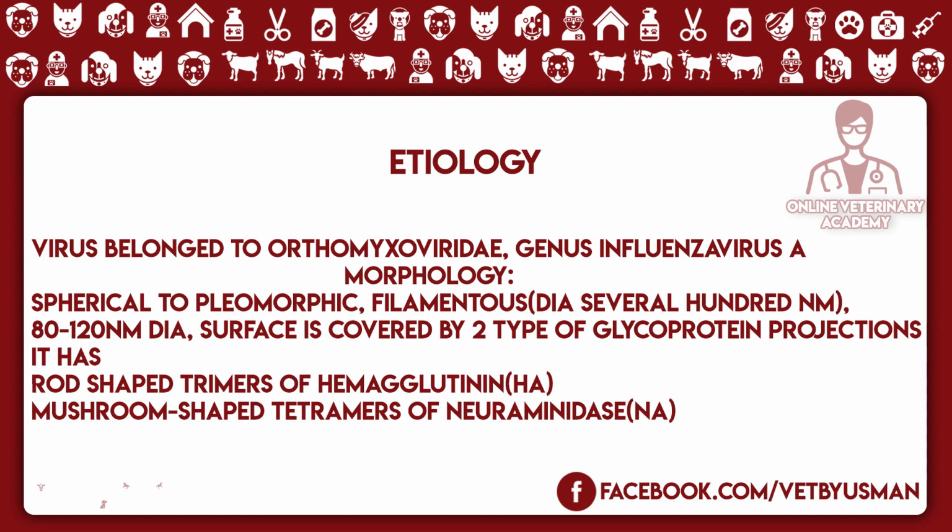This virus belongs to Orthomyxoviridae, genus Influenzavirus A. Morphology: spherical to pleomorphic, filamentous, diameter several hundred nanometers, 80–120 nanometers in diameter. The surface is covered by two types of glycoprotein projections: rod-shaped trimers of hemagglutinin, HA, and mushroom-shaped tetramers of neuraminidase, NA.